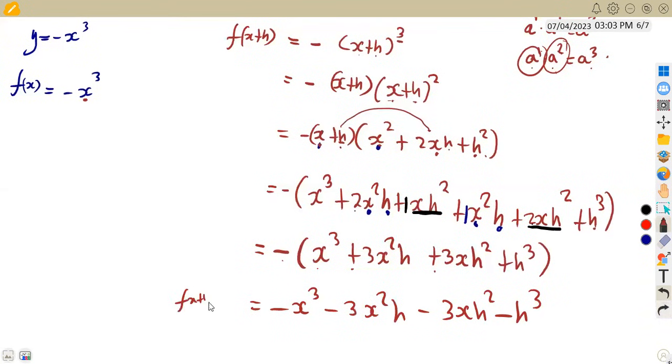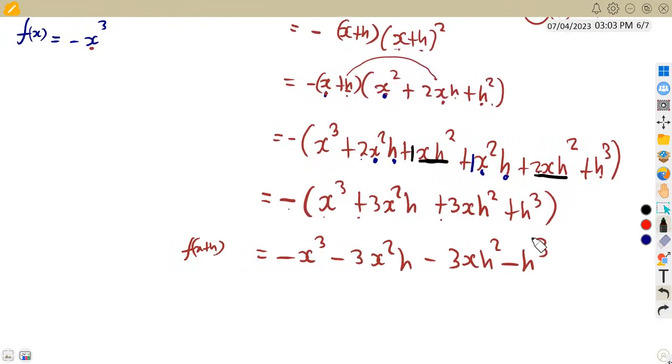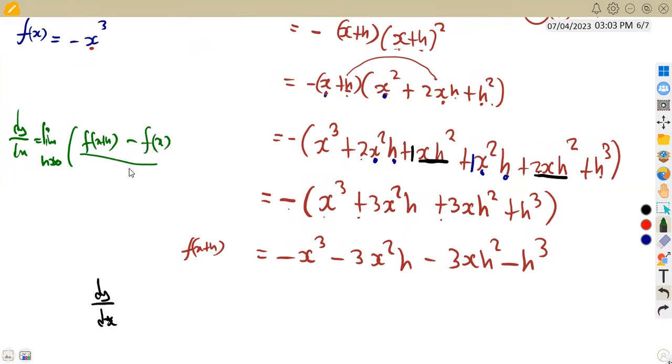We need to bring this to our formula. But like I said, you can also determine your f of x plus h minus f of x if you want, or you can just take this back to our formula. So our formula was stating that the derivative of y with respect to x is going to give us the limit. Let me rewrite it so that we can properly see our formula and substitute. This is the limit as h approaches 0 of f of x plus h minus f of x, over h.